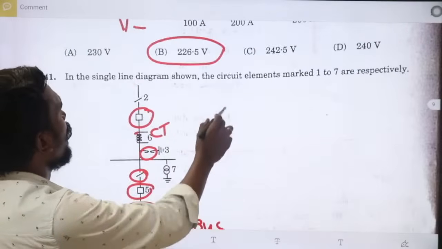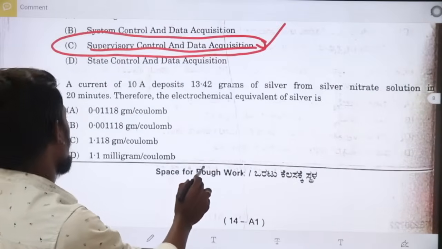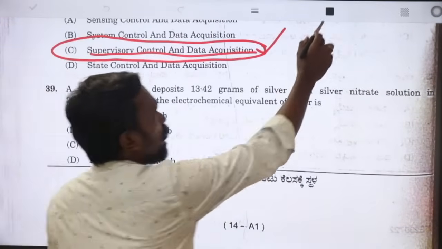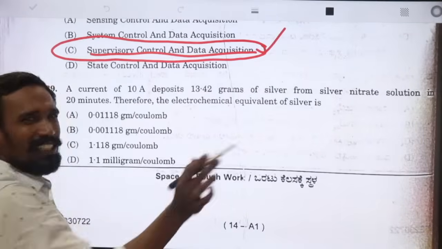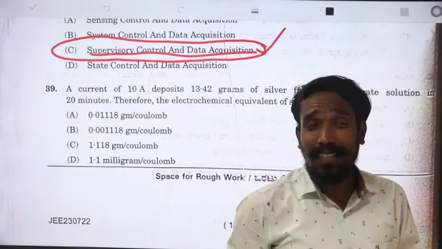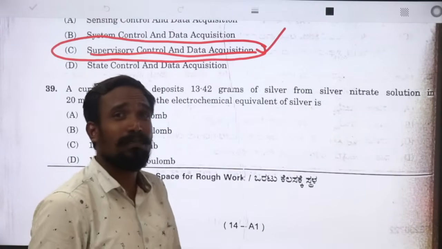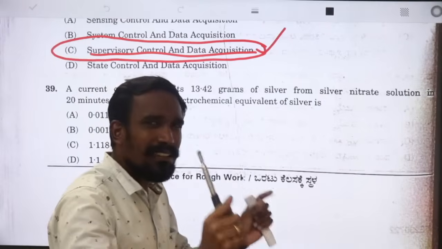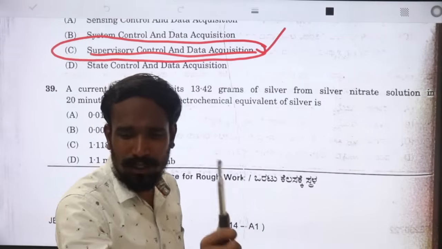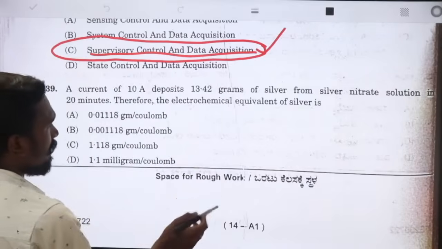Next one, all these questions were already explained by our chairman sir. Even if you don't know about this question, you will get the answer easily. That is called common sense, which we have to use sometimes in your exam. Even though you haven't seen this question until now, you have to give the answer. Why, sir? How can I get it, sir?